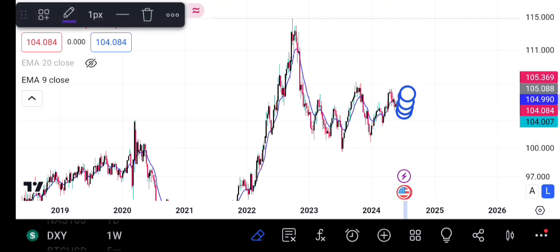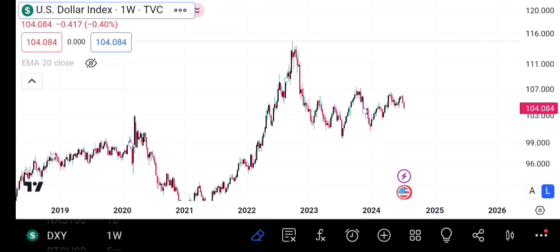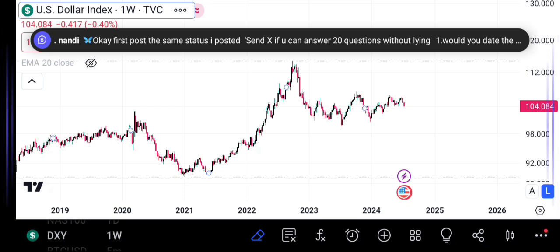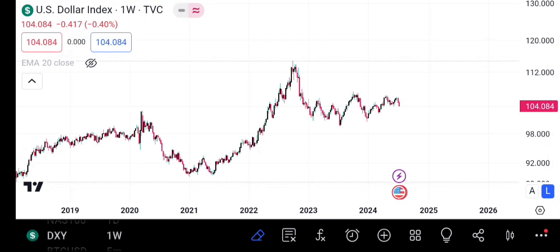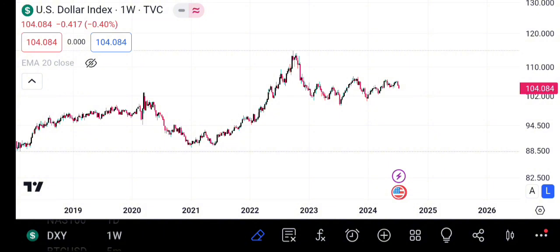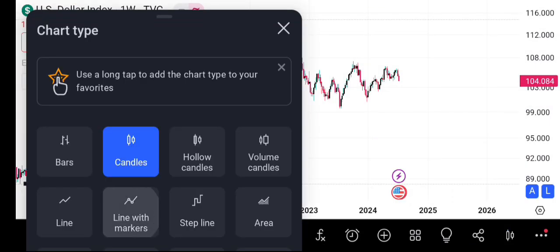This is Sunday, another Sunday session. Firstly, what I'm going to be doing is cleaning my charts. After cleaning my charts, I'm going to switch on to my line chart mode.